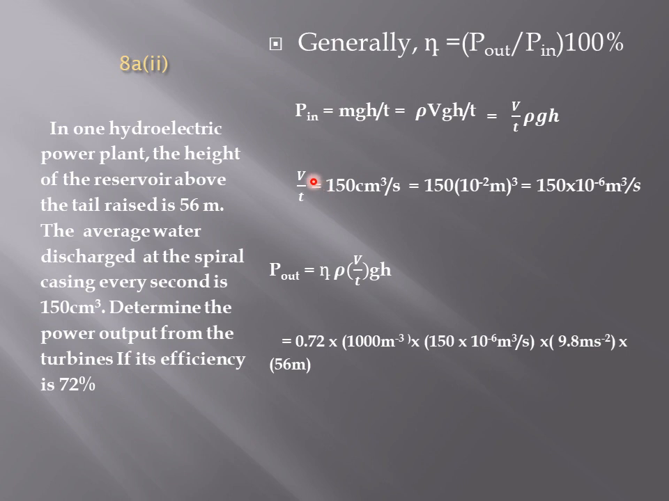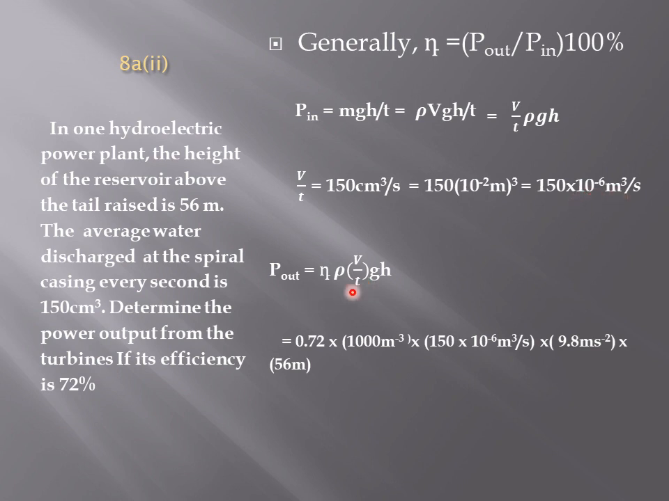Then this is our conversion. This conversion is very important. The volume on time is 150 centimeters cubed per second. But remember, we must convert it to meters cubed per second because our working unit for volume is meters cubed, not centimeters cubed. So 150 centimeters cubed per second is equal to 150 times 10 to the power minus 6 meters cubed per second.